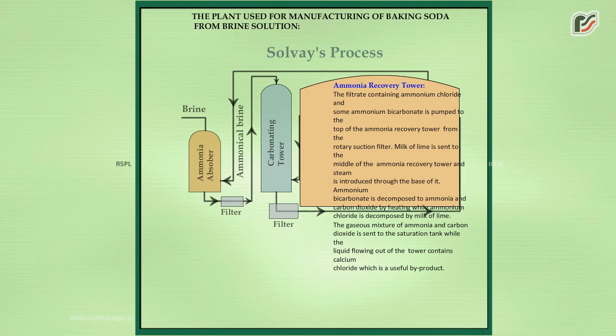Ammonia recovery tower. The filtrate containing ammonium chloride and some ammonium bicarbonate is pumped to the top of the ammonia recovery tower from the rotary suction filter. Milk of lime is sent to the middle of the ammonia recovery tower and steam is introduced through the base of it. Ammonium bicarbonate is decomposed to ammonia and carbon dioxide by heating, while ammonium chloride is decomposed by milk of lime. The gaseous mixture of ammonia and carbon dioxide is sent to the saturation tank, while the liquid flowing out of the tower contains calcium chloride, which is a useful byproduct.